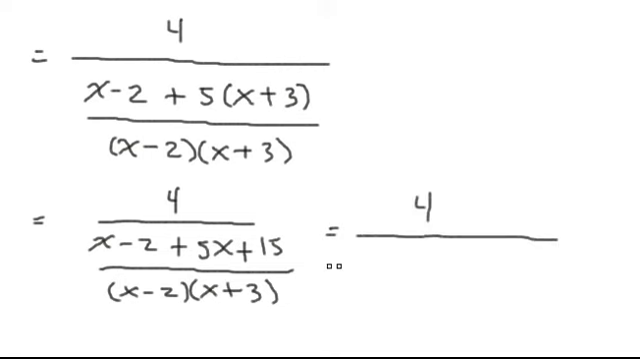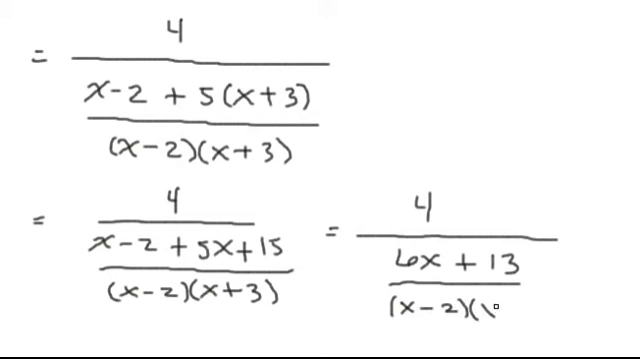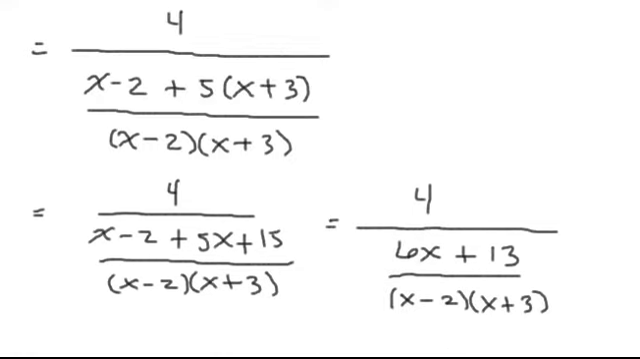So we're going to have 6x plus, what, 13 it looks like. And that's all over, let's see, 6x plus 13, okay. And then I'll just rewrite what we got down here. We have x minus 2 times x plus 3. Alright.